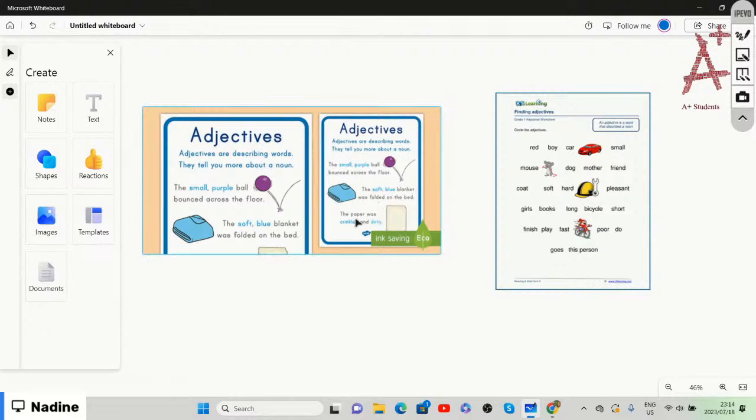All right, if you look at this one also here, the paper was crinkled and dirty, right? So here they're also telling us about the paper, right? Not only was the paper crinkled, but the paper was also dirty, right? And that is describing the type of paper.